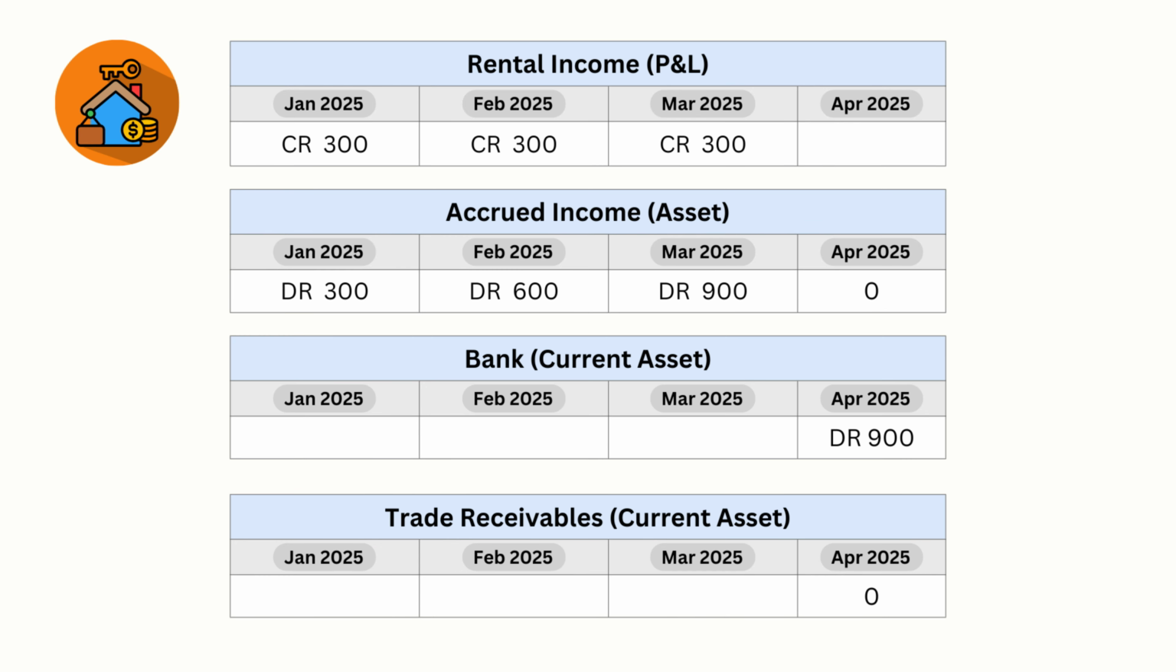Let's look at bank and trade receivables. In April, the invoice is issued and the cash is received. Accrued income is cleared, trade receivables are cleared, and bank increases by £900. The key thing to notice is that profit and loss does not change in April. April affects cash and balance sheet accounts, not income. Final takeaway: accrued income exists to make sure income is reported in the correct accounting period. Income is recognised when it is earned. Accrued income appears when income is earned but not yet paid.